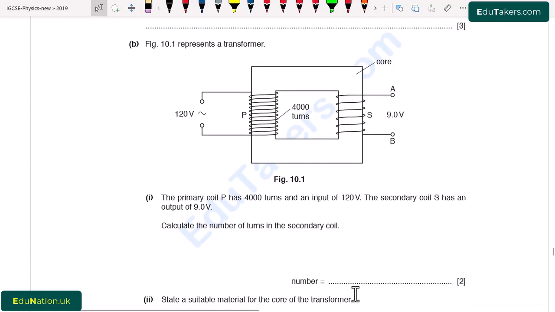Part B. Figure 10.1 represents a transformer. So here we can see that it's a transformer. It has two coils. This is the primary coil and the second one is the secondary coil. The potential difference of the primary coil is 120 volts while the secondary coil has 9 volts, and the number of turns of the primary coil is 4000.